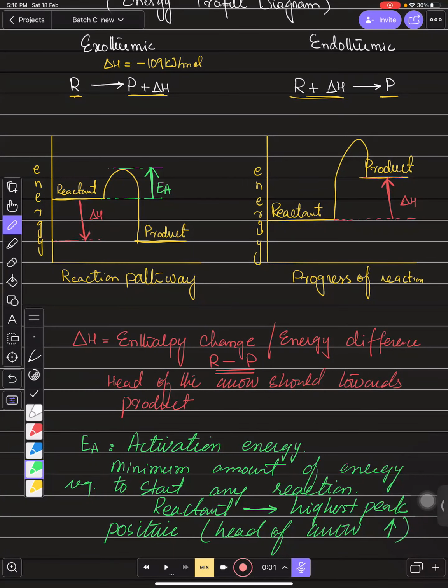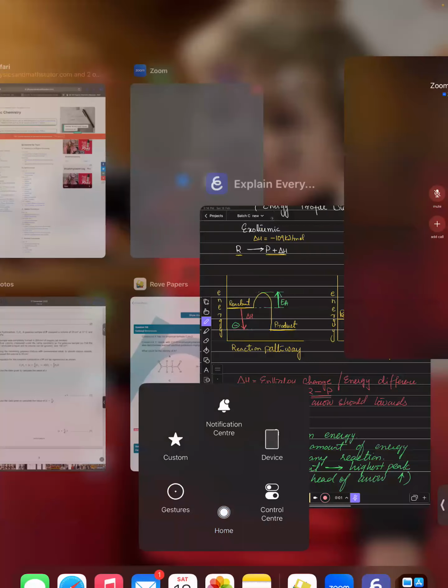जब भी head ऊपर होता है तो ये show करता है कि भाई ये positive है, और जब head नीचे होता है तो ये show करता है ये negative.